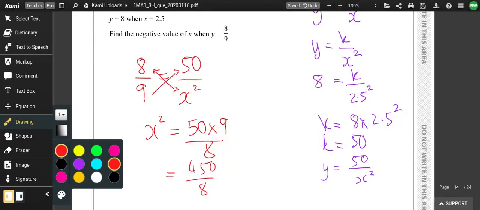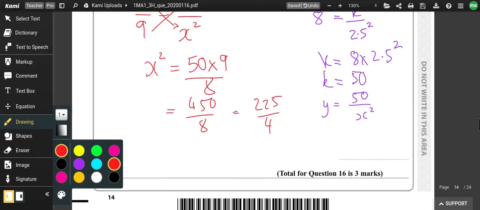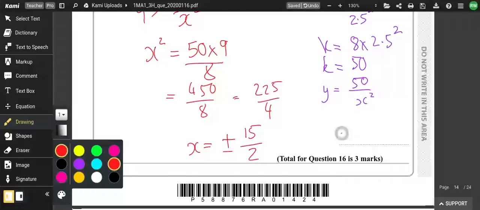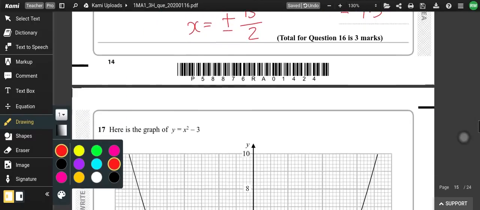450 divided by 8 is 225 over 4. So that is x squared. So when I take the square root of that, we get plus or minus 15 over 2, because the square root of 225 is 15. They want the negative value of x, so we're going to put minus 15 over 2, minus 7.5, because we ignore the positive.